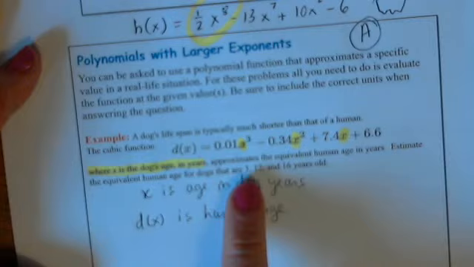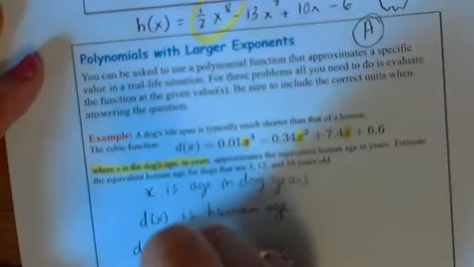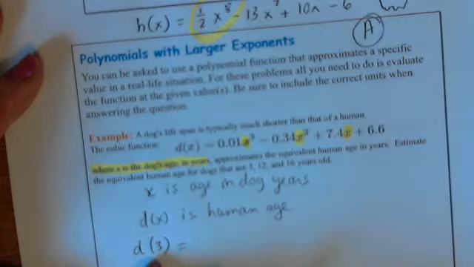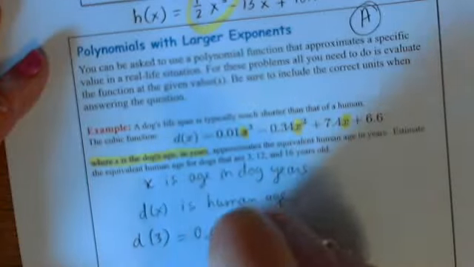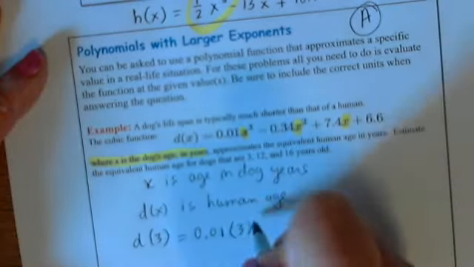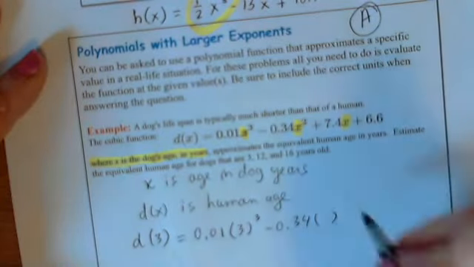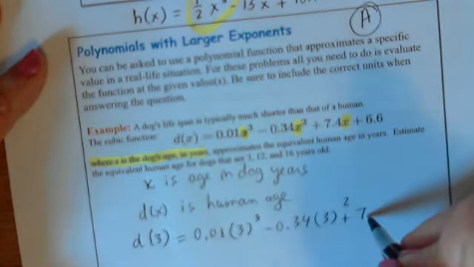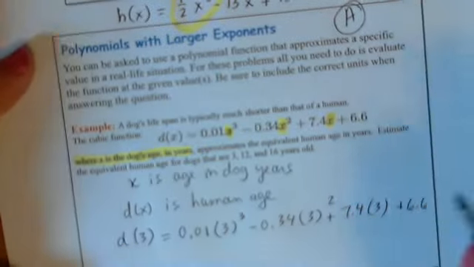So we're being asked to find the age of the dog in human years when it's 3 dog years old. So all you need to do is find d of 3. Okay, remember this side's just a placeholder. We're going to get the output when we put 3 in for each x. So let's go ahead and write that out. We're putting a 3 where that first x is. Subtract 34/100ths, and there's another x coming up. Put a 3 in there, and then plus 7.4 times this x. Put a 3 there, and then plus 6.6.